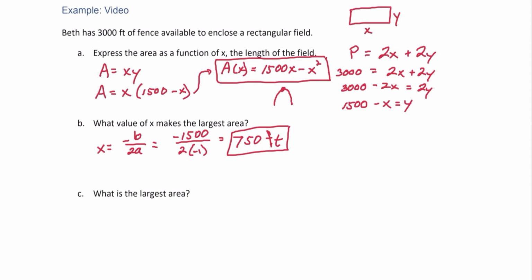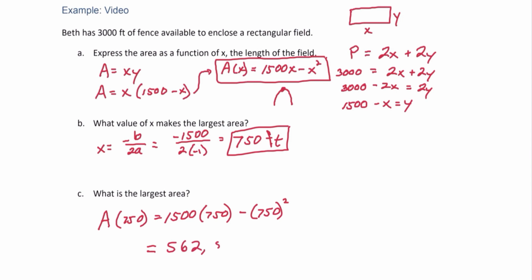And then part C, what is the largest area? We want to plug in 750 into the area function. So we have 1,500 times 750 minus 750 squared. This gives us an area of 562,500 square feet.